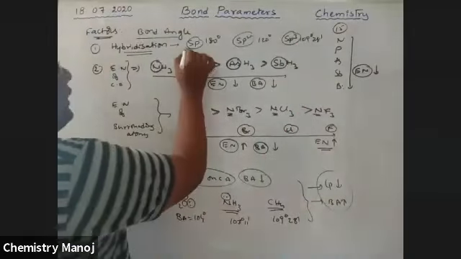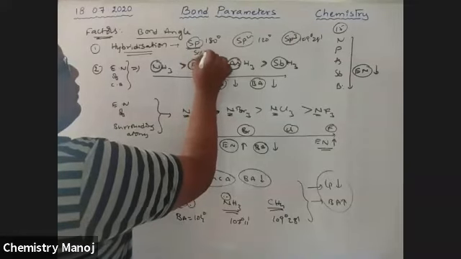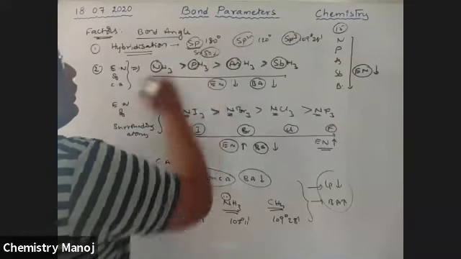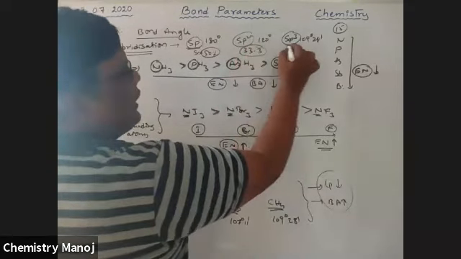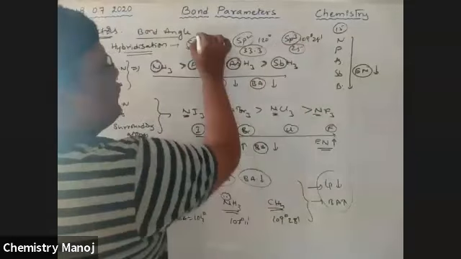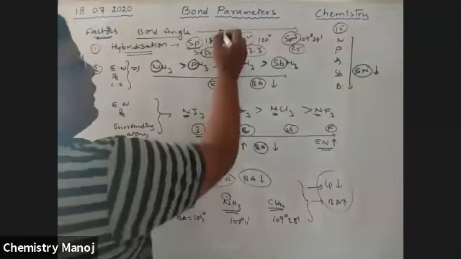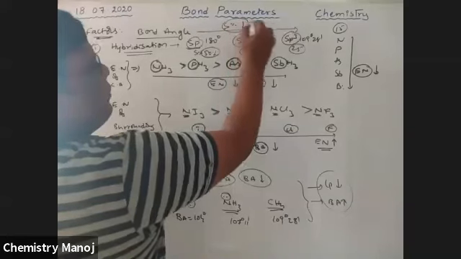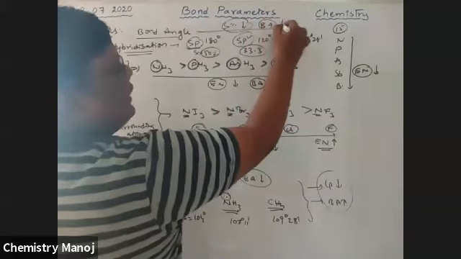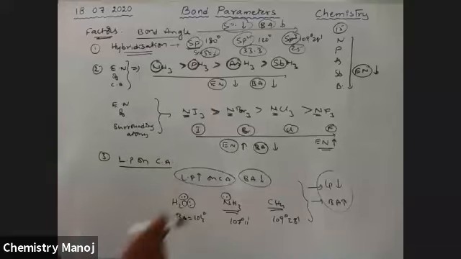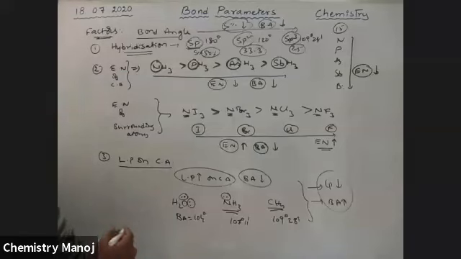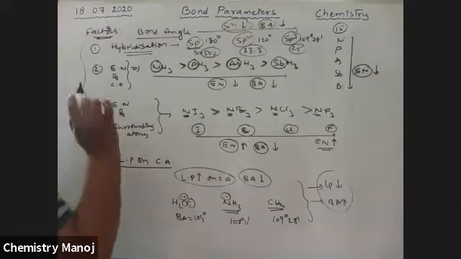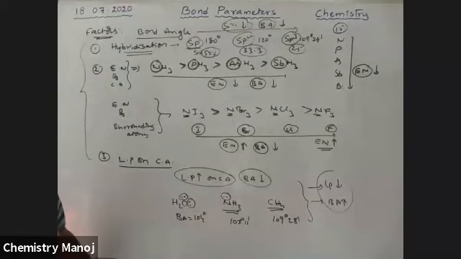See, here S percentage is 50, here S percentage is 33.3, here S percentage is 25. So from left to right, S percentage decreases and bond angle decreases. That means as S percentage decreases, bond angle also decreases. These are some factors influencing bond angle. So these are very, very important.